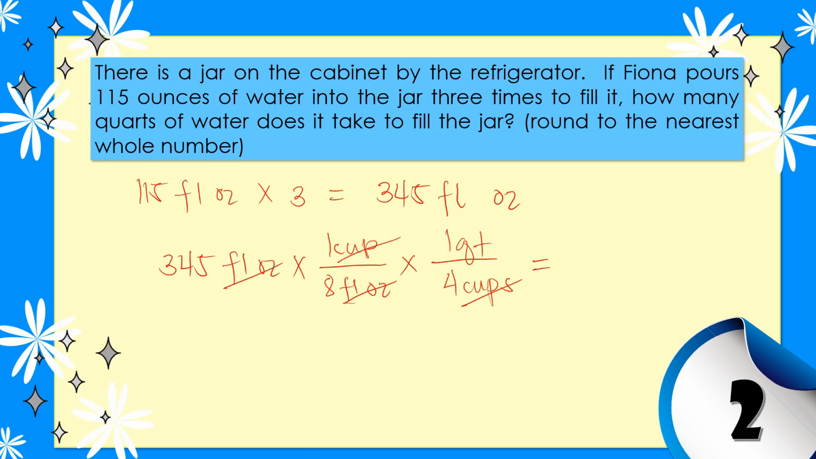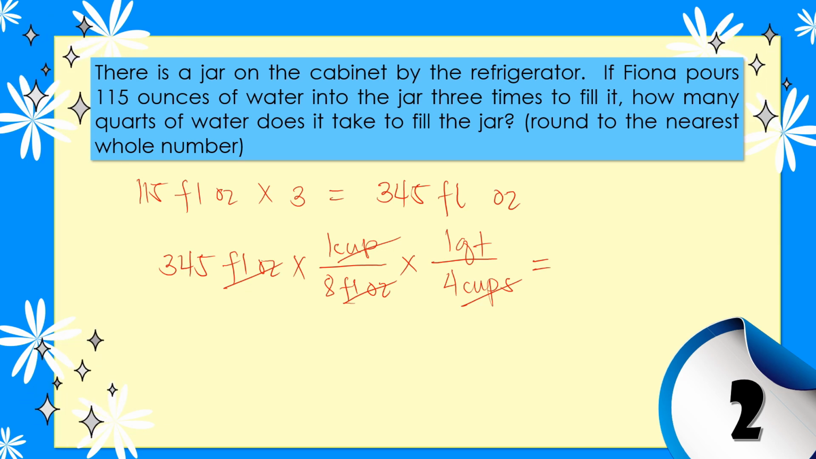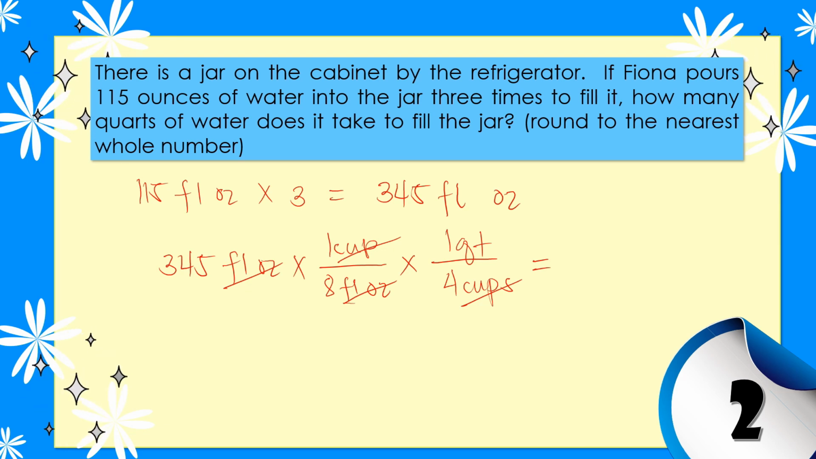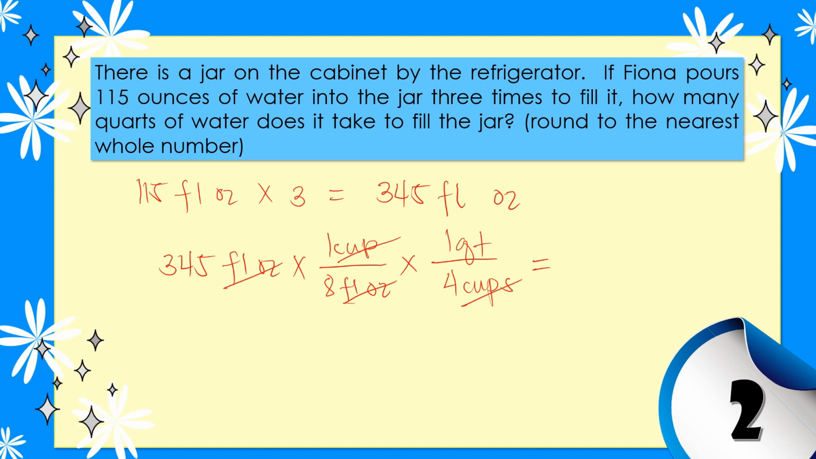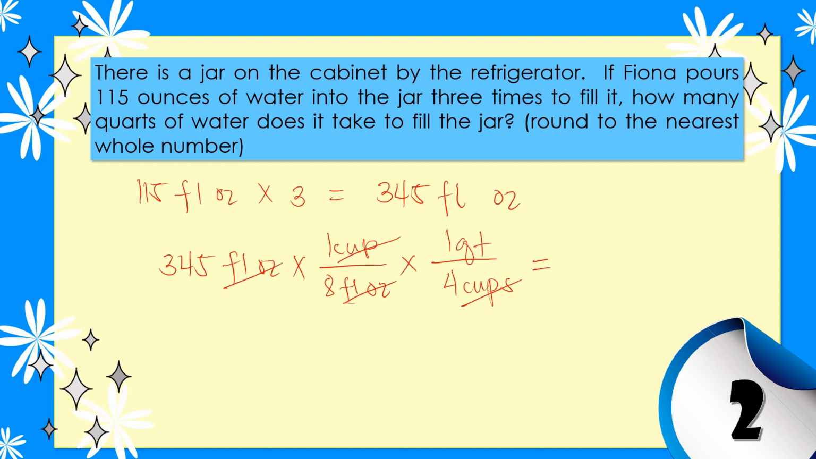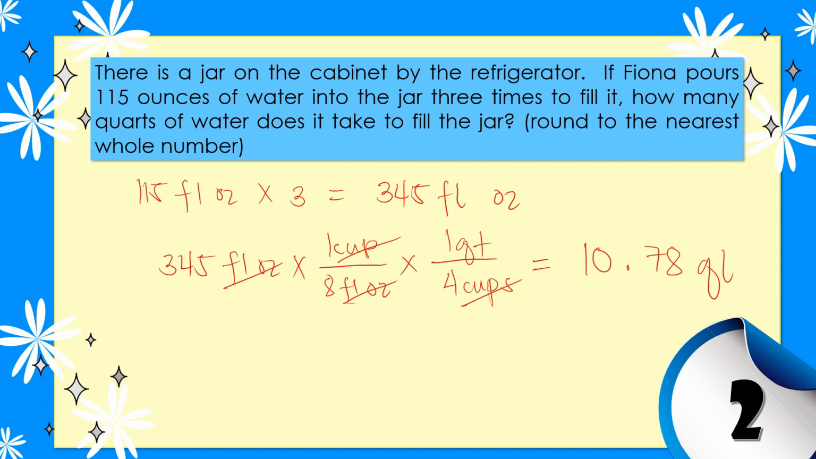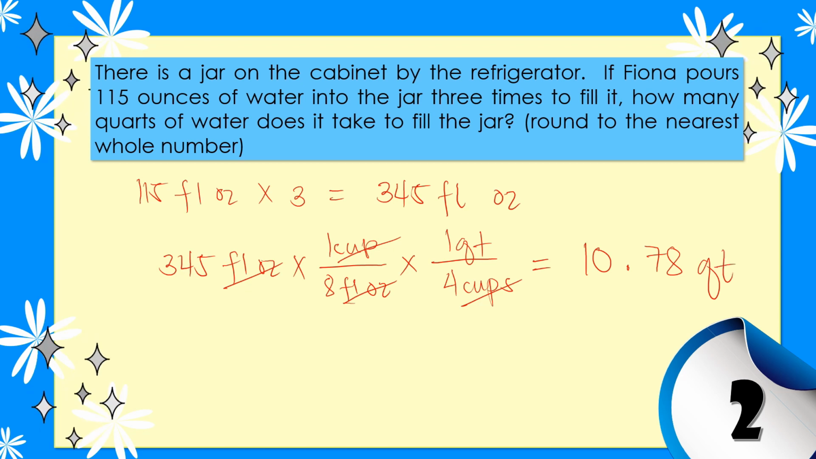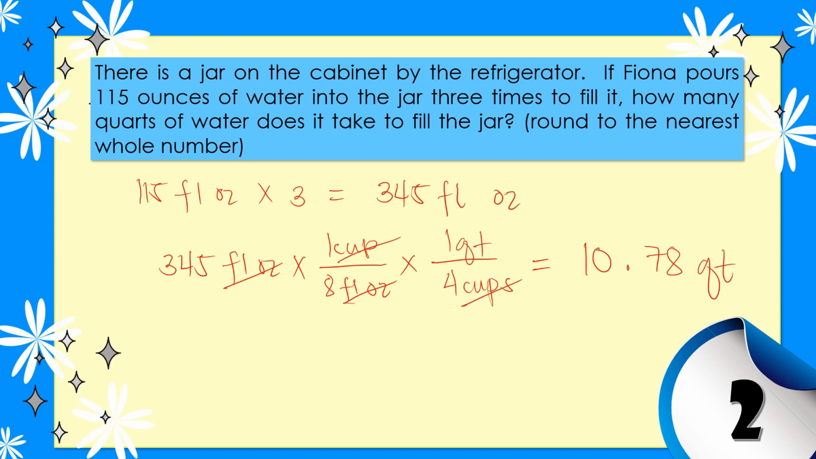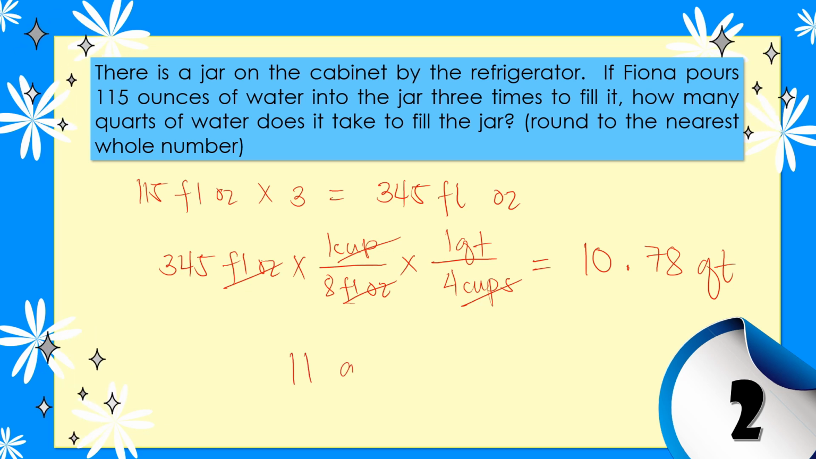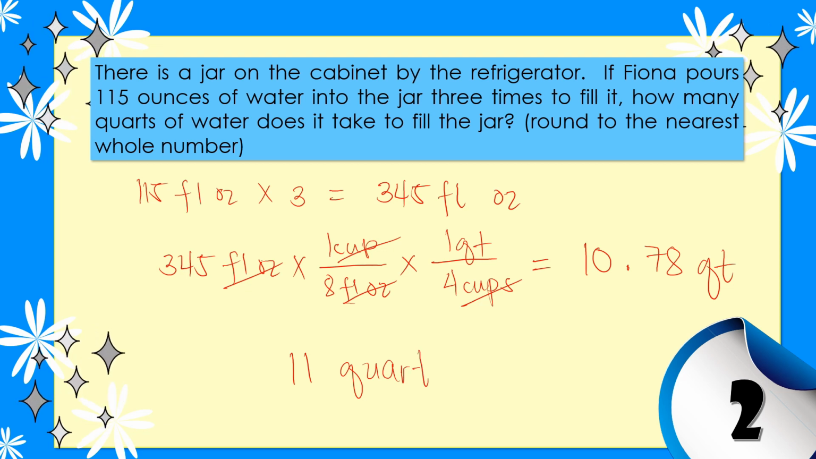So, cups sa ilalim para ma-cancel out yung cup. So, 345 times 1 divided by 8. And then, yung answer na yun, i-divide pa natin sa 4. So, ang sagot is 10.78 quarts. Ang sabi dito, round to the nearest whole number. So, ibig sabihin, ang tamang sagot is 11 quarts.